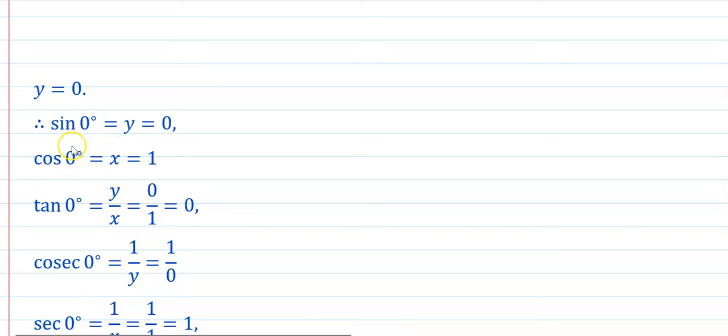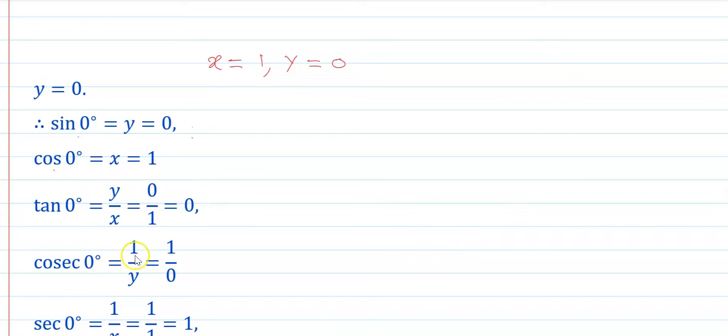Now the definitions. आता त्या सर्व definitions काय? The sin 0 is y and the value of y is 0. Therefore, the value of sin 0 is 0. Here x is equal to 1 and y is equal to 0. Cos of 0 or cos theta is equal to x. The value of x is 1. Tan 0 is y upon x. The value of y is 0 and x is 1. That is 0 upon any number, that is equal to 0.